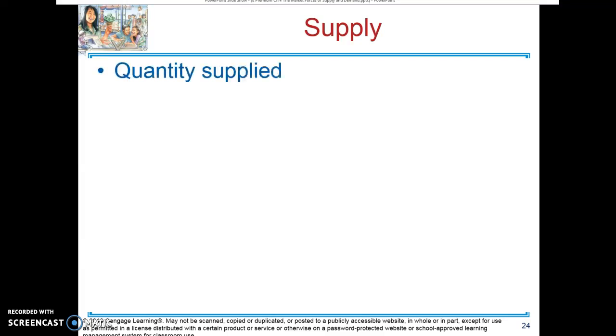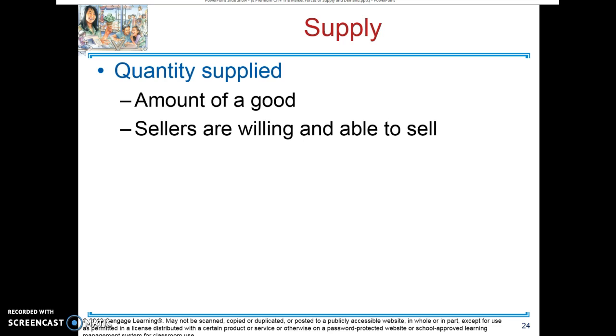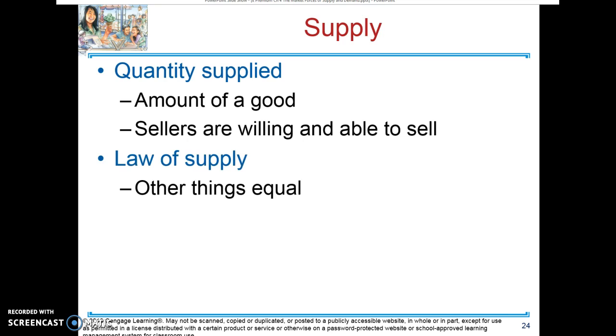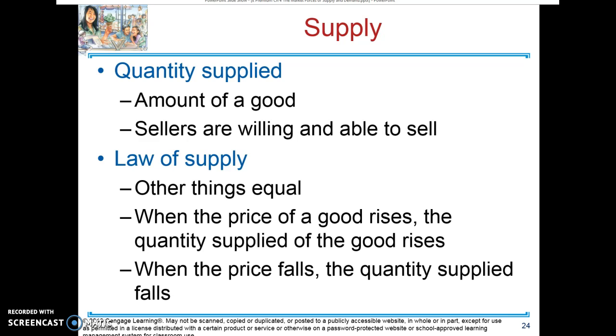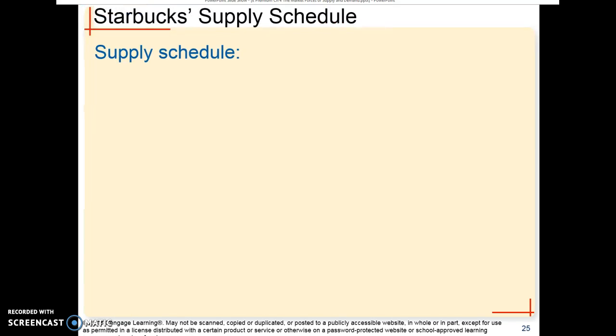Now we're going to look at the supply side. Again, just like with demand, we have some important vocabulary that you need to understand. So quantity supplied is defined as the amount of a good that its sellers are willing and able to sell. The law of supply says that other things equal, when the price of a good goes up, the quantity supplied of the good rises. And when the price falls, the quantity supplied falls.